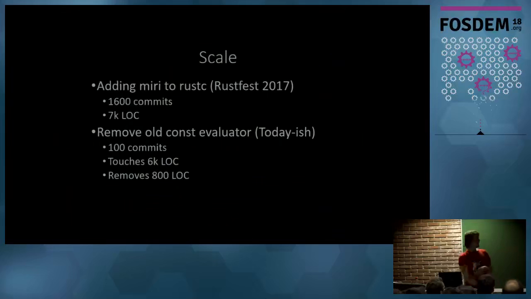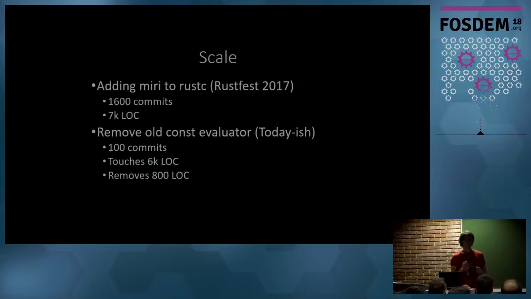It was a big pull request at RustFest, which had like 1,600 commits. It has 7K lines of code added to the Rust compiler, which is a lot. But you have to remember, this is something that's essentially a virtual machine running your Rust code at compile time and producing a value that you can then compile down into your final binary.